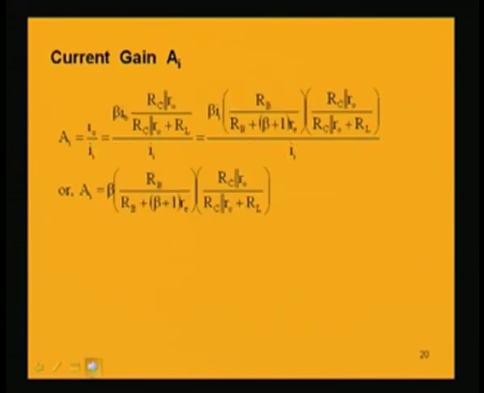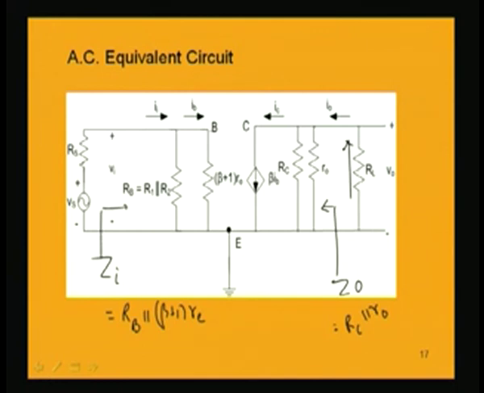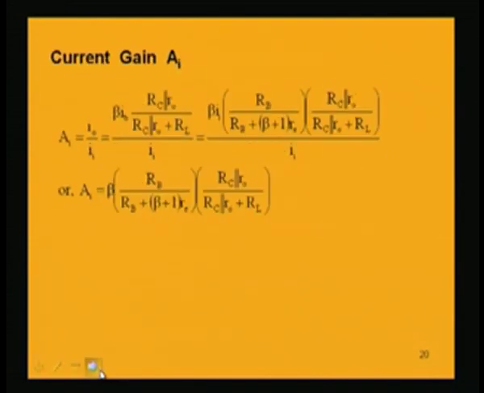And similarly, we can find out the current gain AI. AI is I naught by II, and I naught is the current which flows through the load resistance RL. The load resistance RL has that current I naught, which is a part of the current beta times IB, and that current is beta times IB into RC parallel R naught divided by RC parallel R naught plus RL. So, that is the part of the current beta times IB which flows through RL.